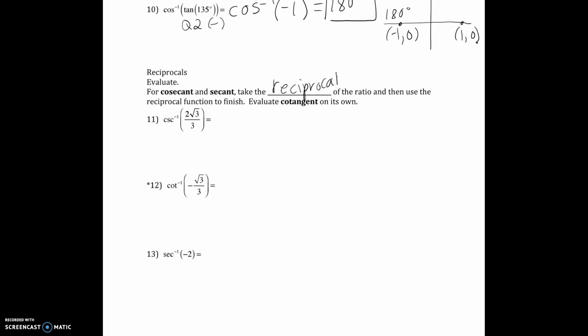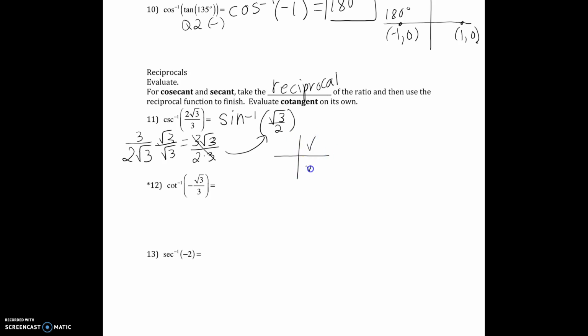Okay, so cosecant inverse of 2 root 3 over 3 is going to be the same as sine inverse of root 3 over 2. And if you need help in flipping that, you would do it off to the side, 3 over 2 root 3, rationalize it, and you would get root 3 over 2. I'm not going to show that for the next one, but that is something that you can do. So you're taking the reciprocal, and then sine inverse of root 3 over 2.